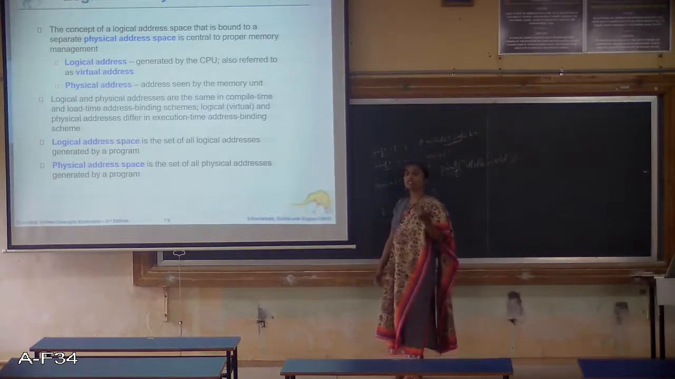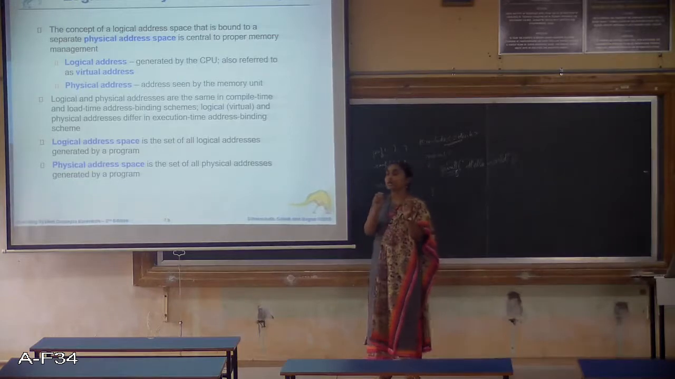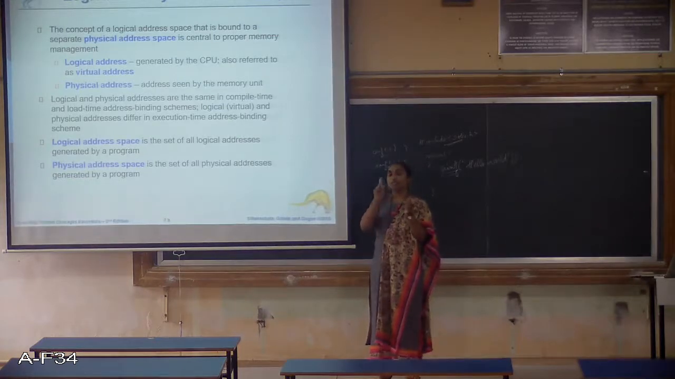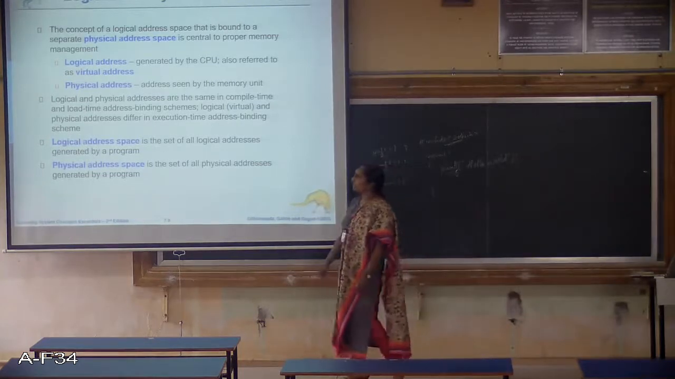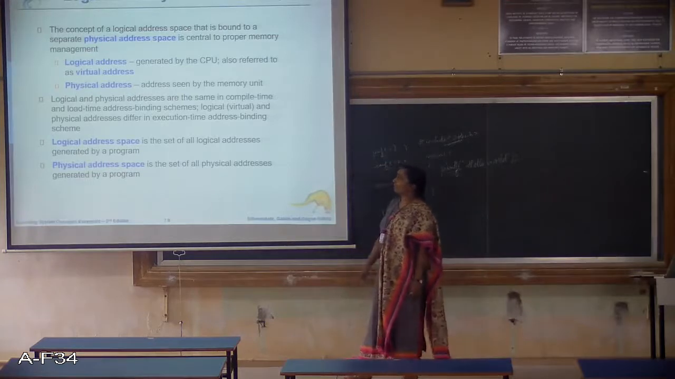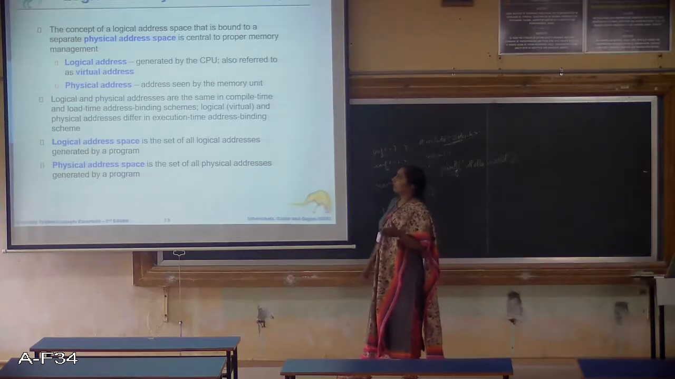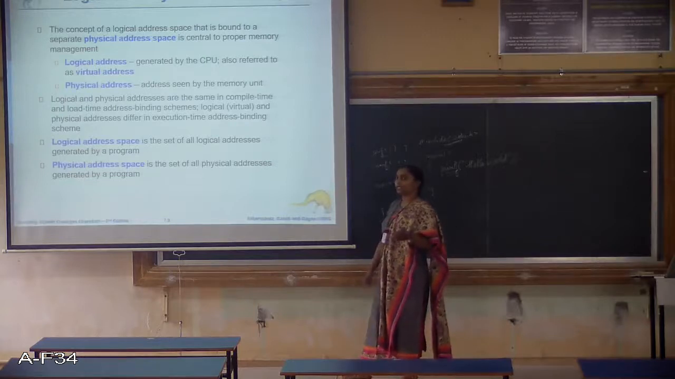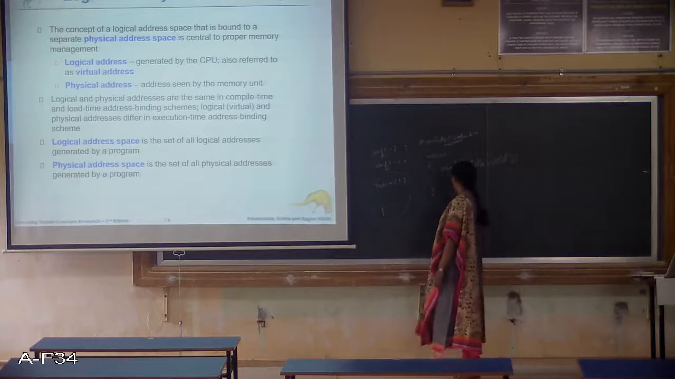So it is always referred to as a virtual address, and physical address is what is there in your RAM. Where that instruction is present in the RAM is called the physical address, whereas the logical address is only a relative address. If it is at location 32, it does not mean it's at 32 in your RAM, but it is 32 from the base register. So logical and physical addresses are the same at compile time and load time.